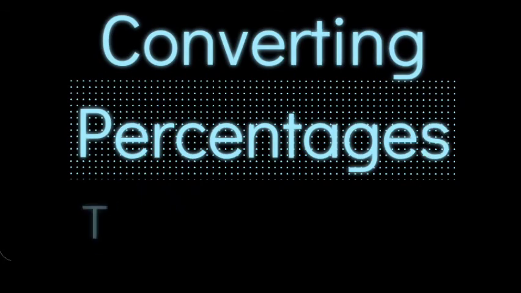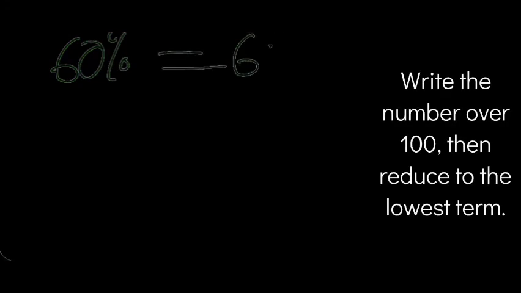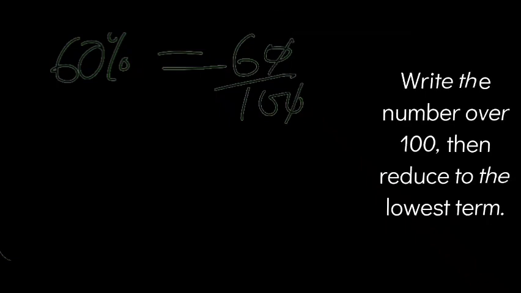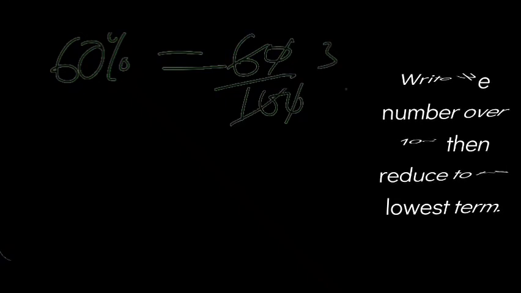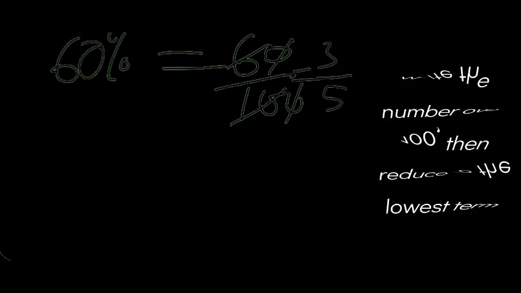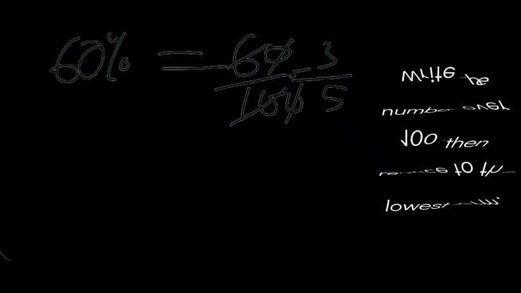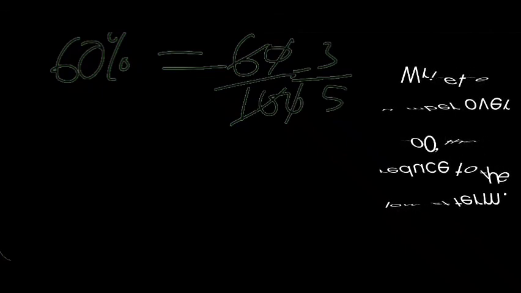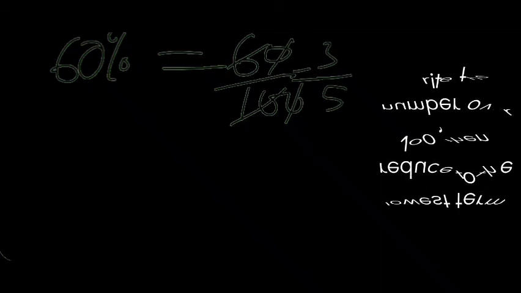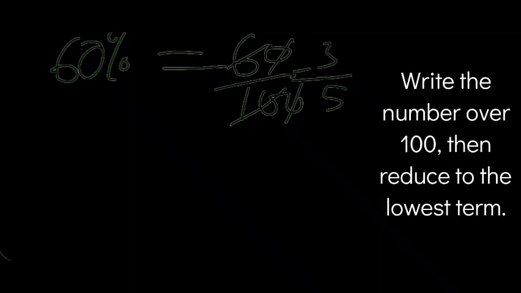How do you convert percentages back to fractions? To do this, you divide by 100. Okay, let's take, for example, you have 60%. 60% means 60 over 100. Percentage means over 100. So you reduce the fraction to its lowest term. 2 here 3, 2 here 5. So our answer is 3 over 5. So to convert percentages to fractions, you divide by 100, and you reduce to the lowest term.